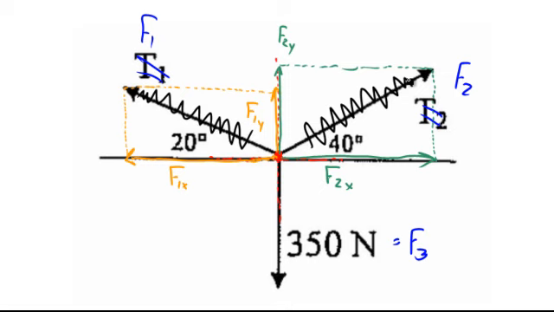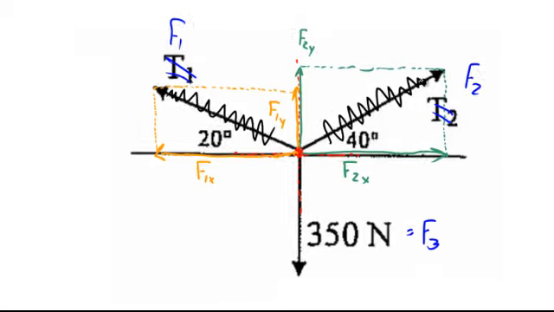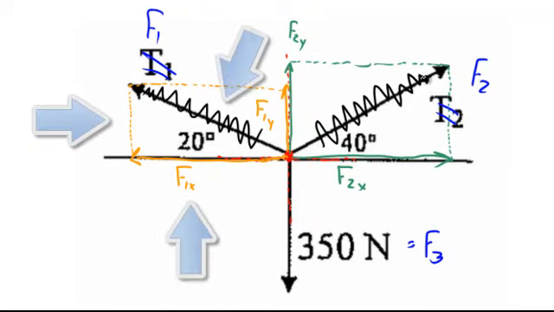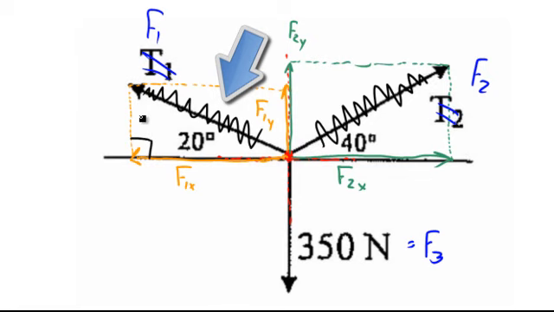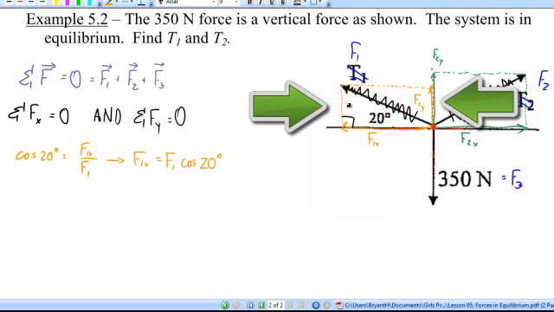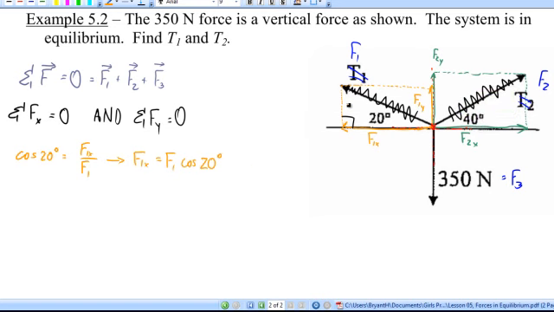Now I need to write the horizontal and vertical equations for equilibrium. The sum of the forces in the x direction equals zero, and the sum of the forces in the y direction equals zero. I need to figure out what is F1x in terms of F1 and the 20 degree angle. I notice that I have a right triangle now that has F1 as the hypotenuse and F1x as the adjacent side. So I can write that the cosine of 20 degrees is equal to the adjacent side divided by the hypotenuse, so that F1x is equal to F1 times the cosine of 20 degrees. Similarly, I see that F1y is the opposite side of the 20 degree angle, so I'll write F1y and F1 related to each other through the sine function. The sine of 20 degrees is equal to the opposite side of the right triangle divided by the hypotenuse. And now F1y is equal to F1 times the sine of 20 degrees.